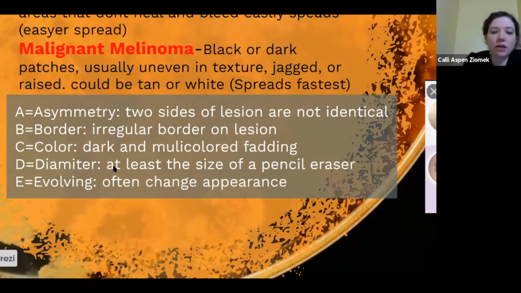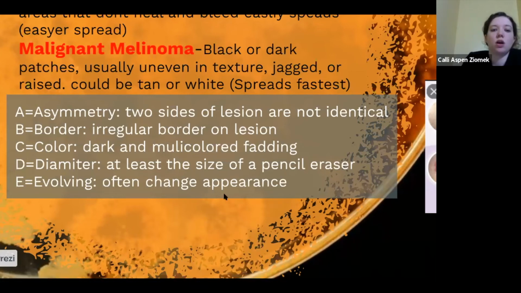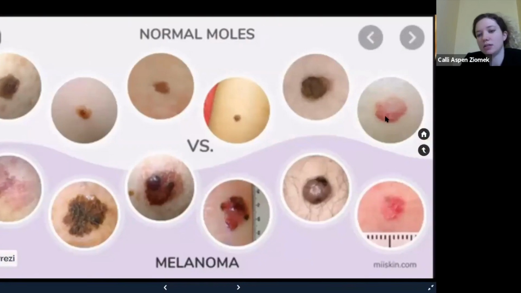And then evolving. Any of your cancerous lesions on the skin will change their appearance. They'll start looking like a mole, and then at the end of it, they may start looking like this, and then they'll start looking like this, where they have that discoloration, where they don't really match, and then they start getting shiny, and then they start raising in weird places that weren't raised before, and then they get bigger, and then they spread.